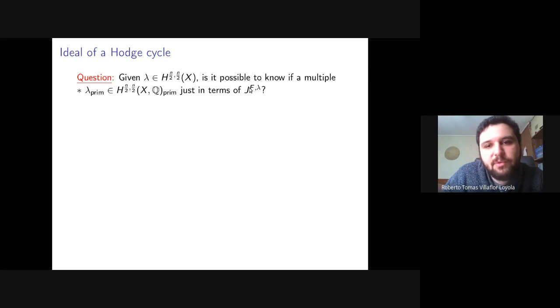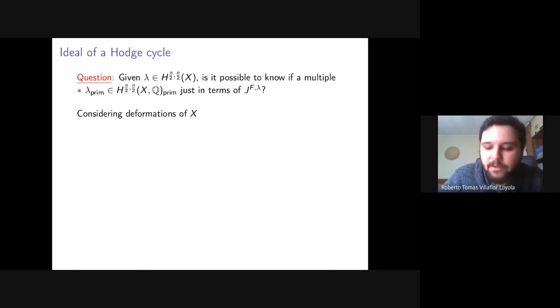My goal is trying to compute this ideal, but it turns out that computing this ideal in general is simpler, easier than computing the Griffiths form of the cycle lambda. And so the problem of knowing if this class is rational or not can be detected just in terms of this ideal, not passing through the polynomial defining the Griffiths form.